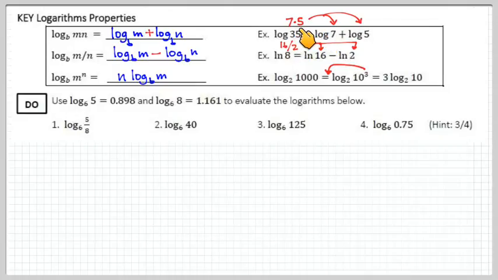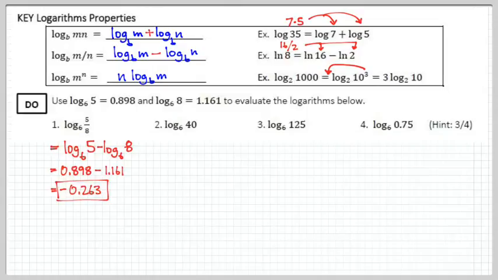So here's a visual of how it looks. 35 is 7 times 5, so we can break that up into the sum of two logs. 8 is 16 divided by 2, so we can break that up into the difference of two logs. And here we have a power, 10 to the third. We can bring this exponent out and multiply the exponent times log of the base. So these are the three important properties. Give these problems a try, and I'll show you the answers in 3, 2, 1.